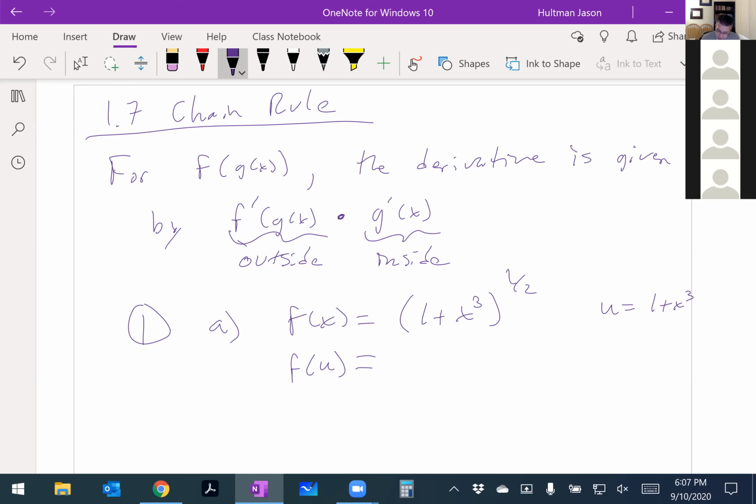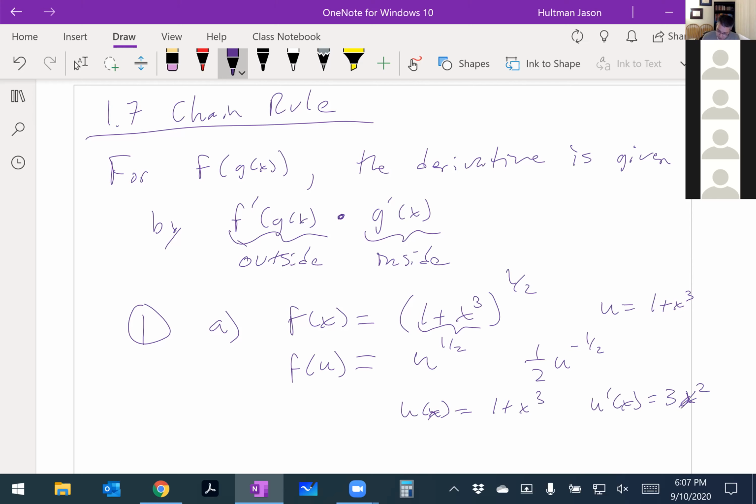So f of u is equal to u to the 1/2, right? So if I were to take the derivative of this, that would be 1/2 u to the negative 1/2, right? And that's what we're doing. We're doing the derivative of the outside function. We're treating this as one item, do the derivative of the outside function. Then we have to multiply that times the derivative of the inside function. Well, what's the derivative of the inside function? What's our u? Say our u of x here. Our u of x is 1 plus x cubed. So what's the derivative of that? Well, that's just u prime of x, which is 3x squared.